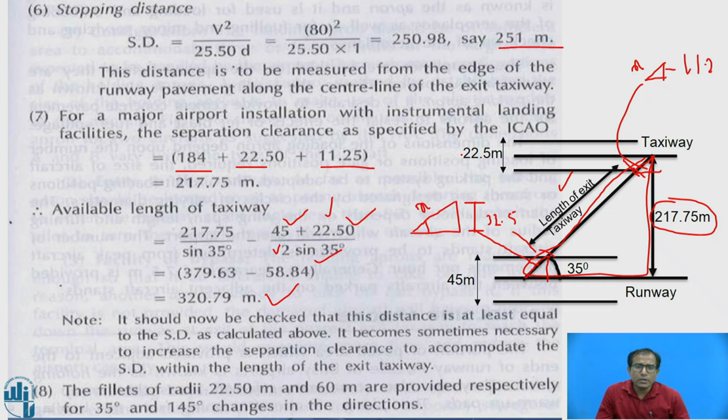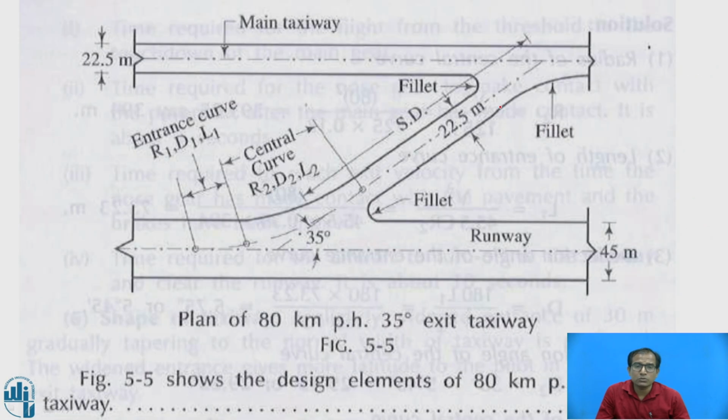Now we have to calculate the fillets. So fillets also we require to calculate. What are those? Yes, these are the fillets. The turning radius of the fillets also we have to discuss based on the deflection angle. So there is a table available to calculate this fillet radius, one over here, another fillet over here. So for this we need to know what is the deflection angle here.